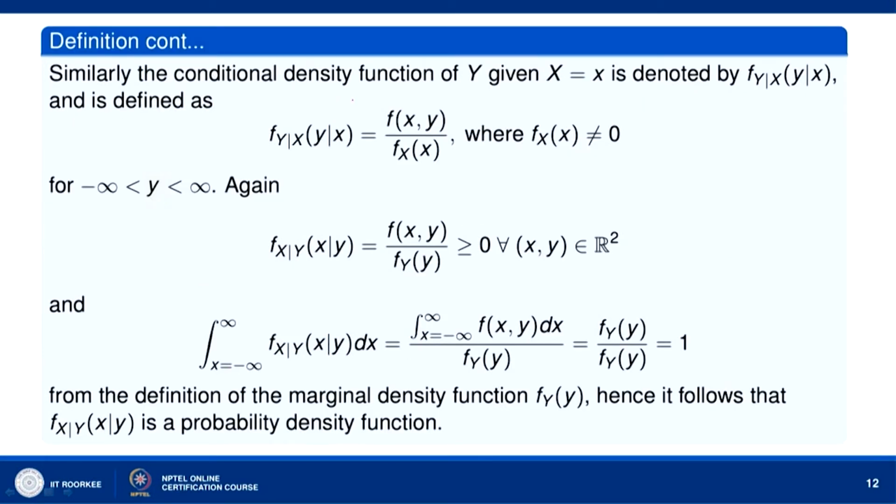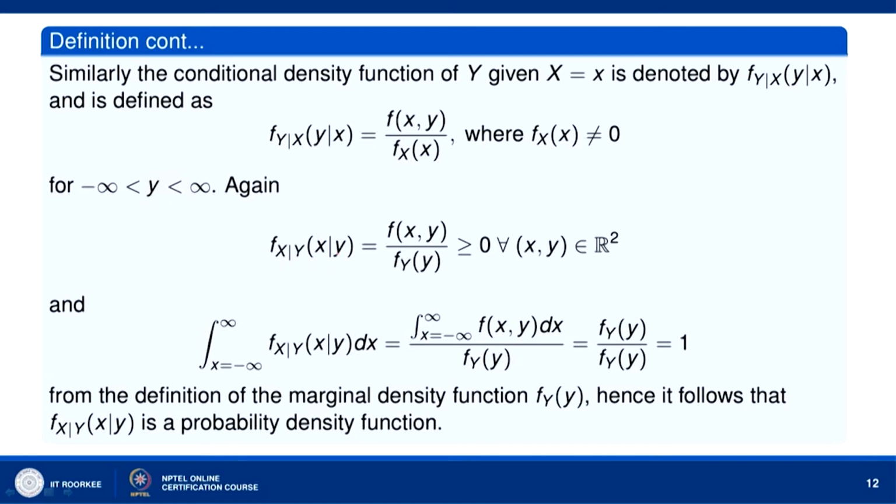The conditional density function of Y given X equal to x similarly is defined as f(y|x) equal to f(x,y) over f_X(x), where f_X(x) is not equal to 0, and x belongs to the interval minus infinity to infinity, y belongs to the interval minus infinity to infinity.